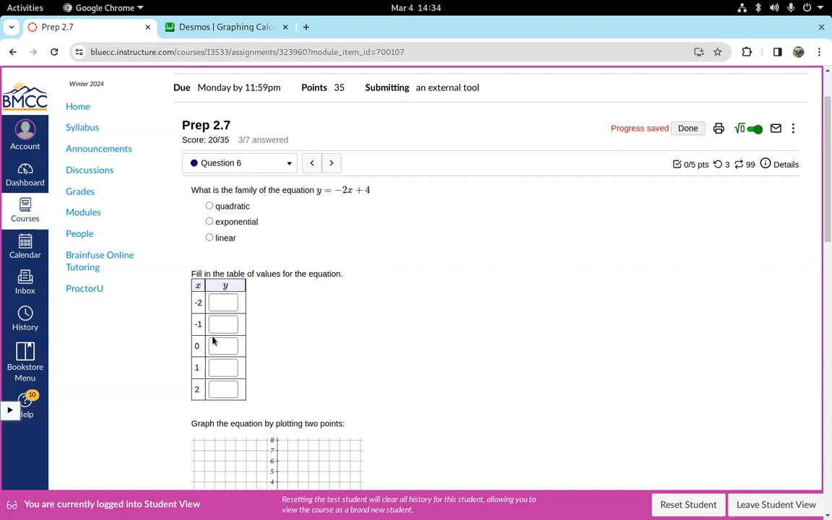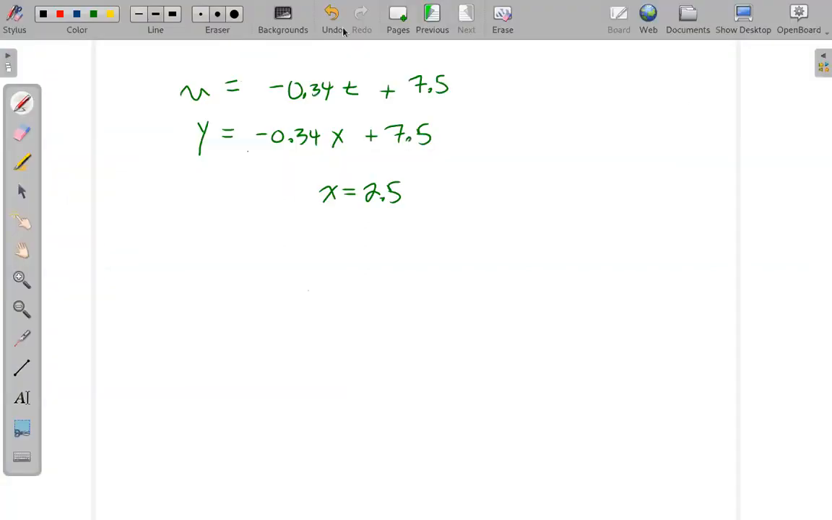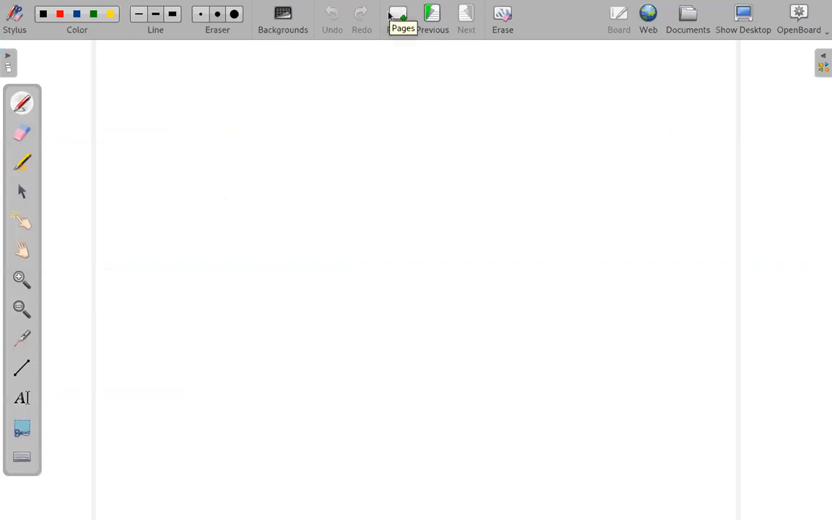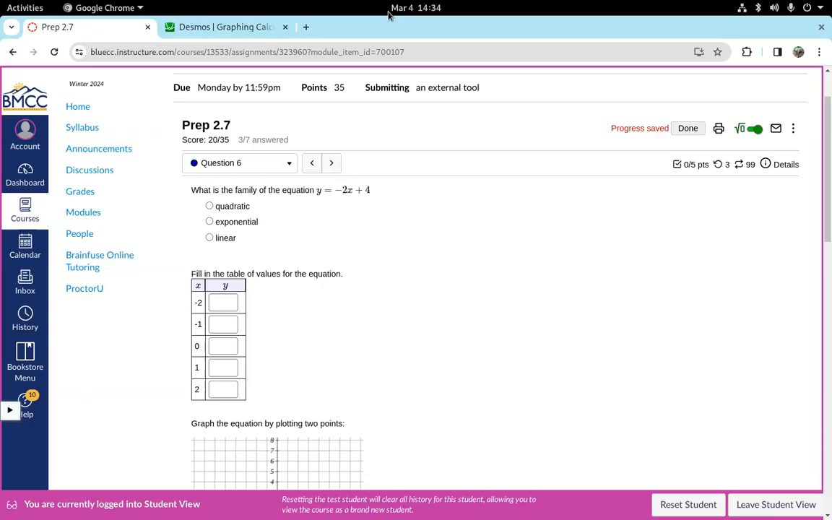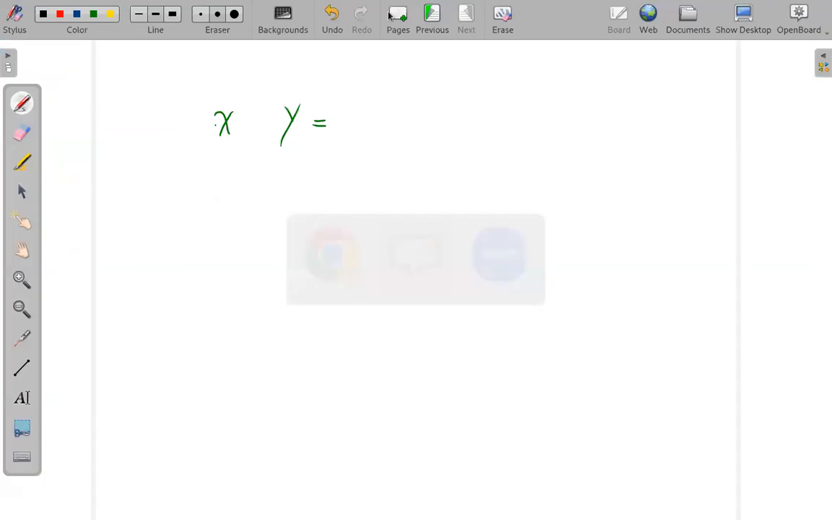So I think I'll do this in my notebook. So we are going to make a table for x and y, where y is equal to, let's double check that, negative 2x plus 4. Negative 2x plus 4.